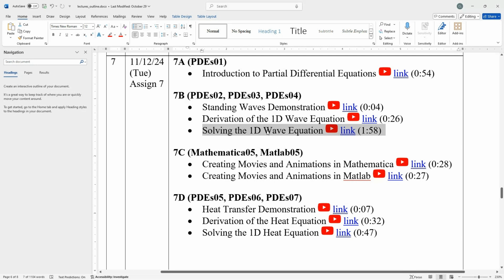Some things that I always feel help me, at least when I'm trying to understand some of these complicated situations, especially things where time is involved and the system evolves over time, is that we're going to want to maybe create some movies or some animation so we can see what's going on. So these two lectures are talking about how to generate movies and animations of a somewhat complicated scenario in both MATLAB and Mathematica. So please check these two out.